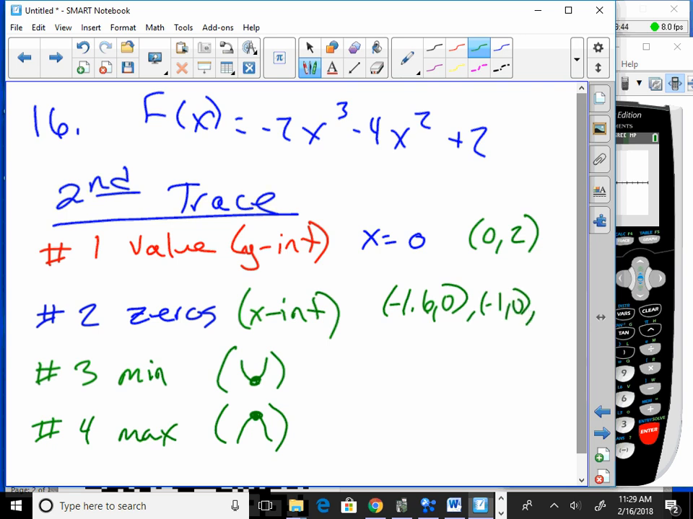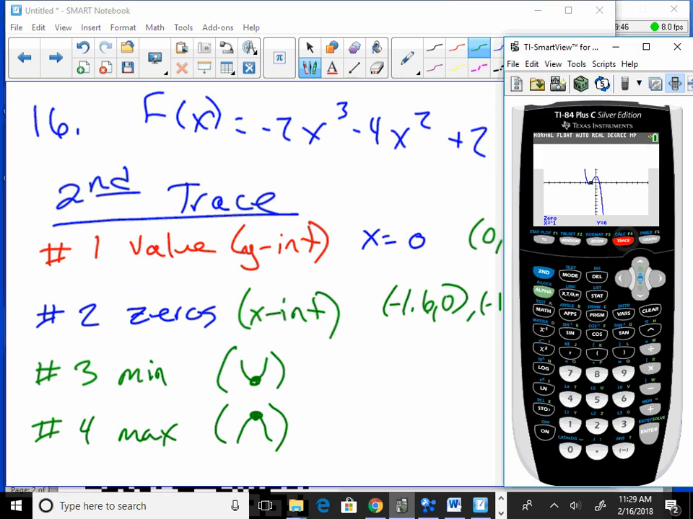And then to find the last one, I'll again go second trace, number 2. And now I move to the left of my last 0, hit enter, and then move to the right, hit enter one more time, and I get 0.6, 0.